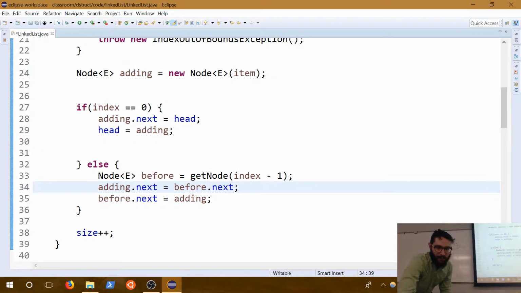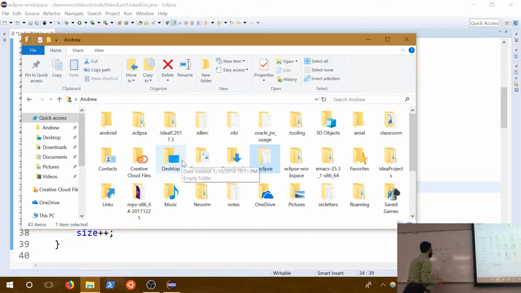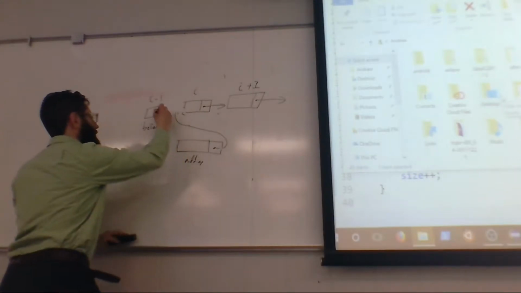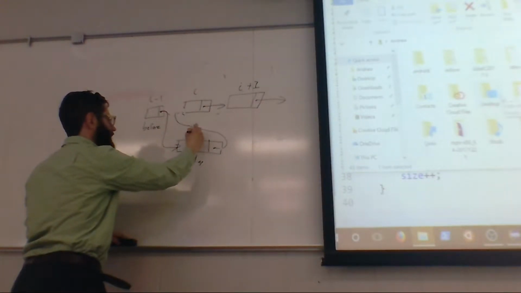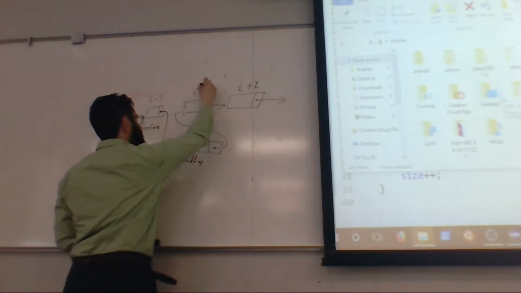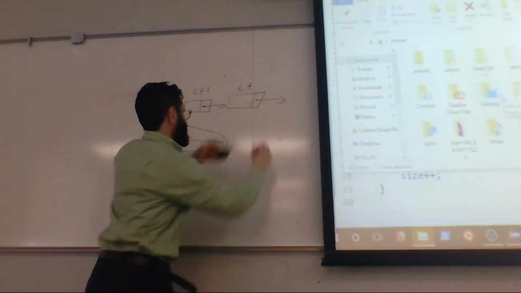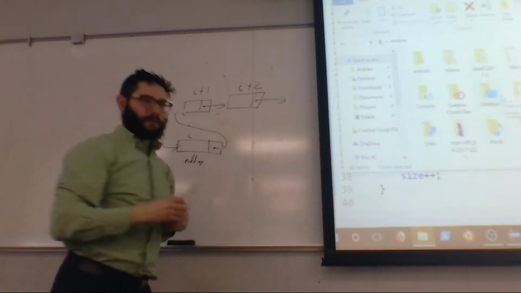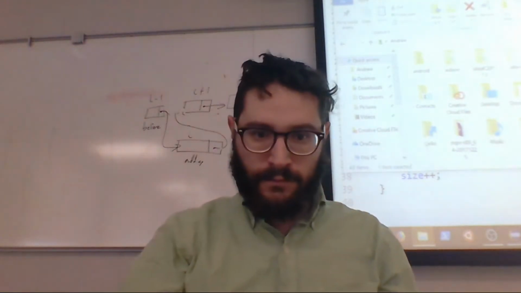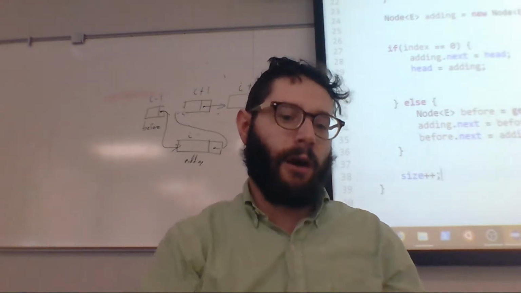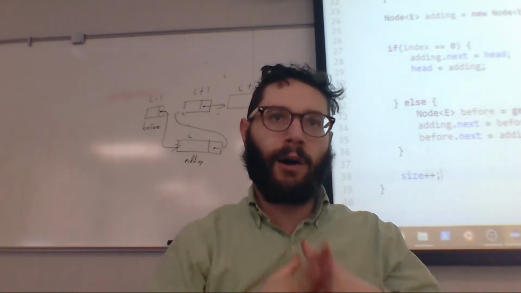And then we update before.next to point to adding, so we store adding in before.next's variable. So now we go from them both pointing to the same node, and the indices update like this. Now this one's I, this one's going to be I plus 1, this is going to be I plus 2. They just automatically update. And then we also always want to increment the size.